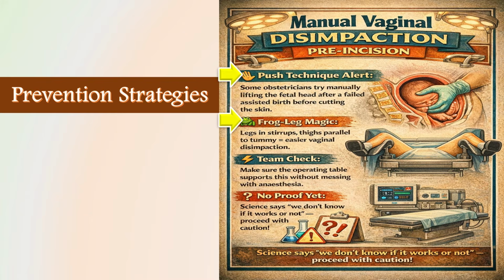And team check is very important. Make sure the operating table supports this without messing with anesthesia. And no proof yet method means the science says we do not know if it works or not. Proceed with caution. Now, what is fetal pillow?